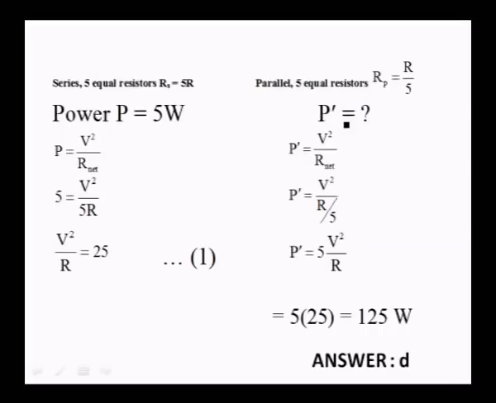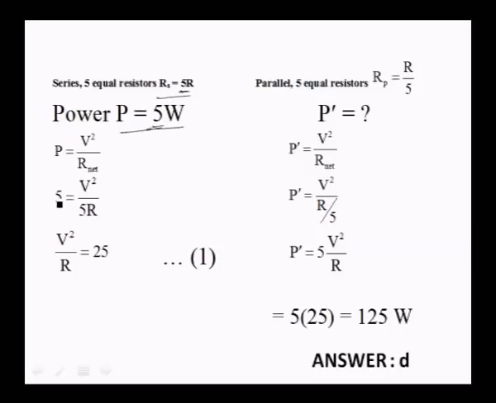See, I would like to first consider the series combination of 5 equal resistors. The effective resistance is RS equal to 5R, because all are identical. The power in this combination is equal to 5 watt. Therefore, by using the formula P is equal to V square divided by R, substitute the values. P is 5 and RS is equal to 5R.